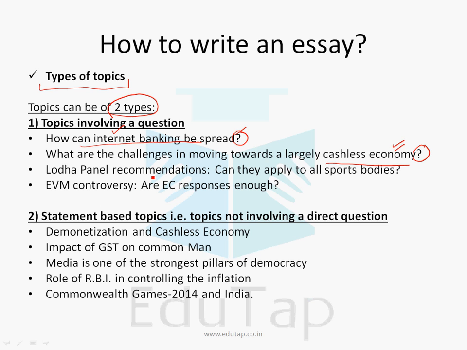Third topic: Lodha panel recommendations, can they be applied to all sports bodies? Again a question. Fourth topic: EVM controversy, electronic voting machines controversy. Are the Election Commission responses enough? Again a question. So one type of topic is where there can be a direct question in the topic asked.